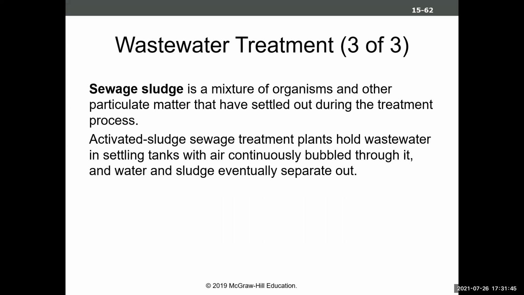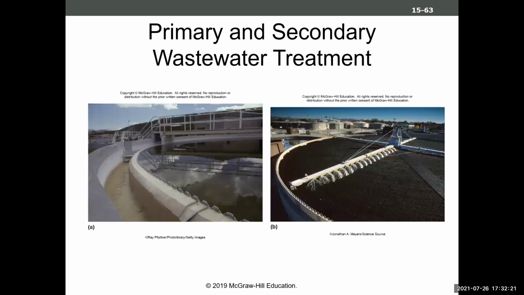And then with the sewage sludge, which is the particulate matter that's settled out during the treatment process, a mixture of organisms is contained in that particular matter as well. So you have organisms and particulate matter that is basically a byproduct of the treatment process. Activated sludge sewage treatment plants will hold wastewater in settling tanks with air that's continually pushed through, and the water and sludge will basically become separated from one another and then processed further down the line.